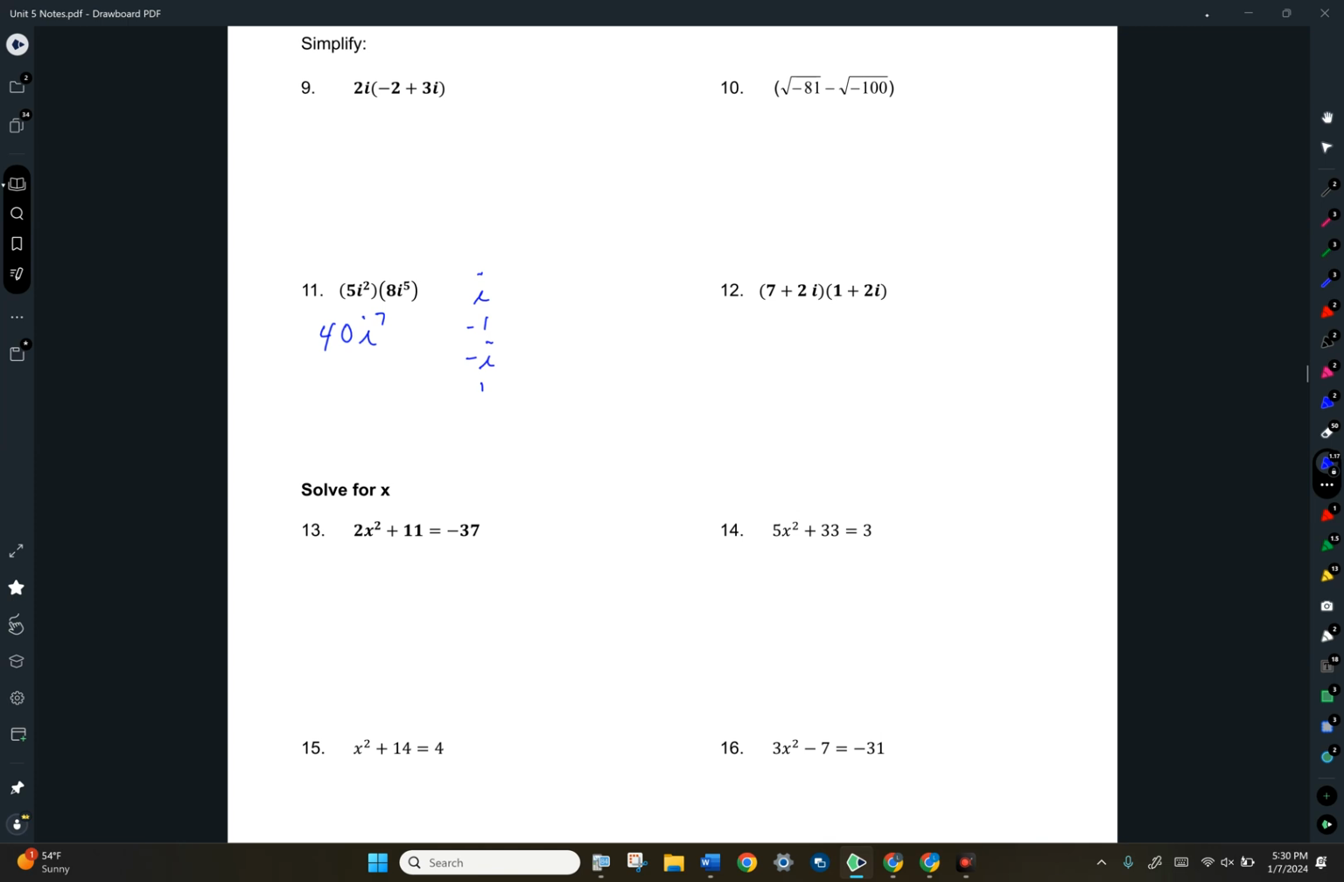So this is going to take me through i to the 4th, and then this would be 5, 6, 7. So i to the 7th is the same as -i. So you have 40 times -i, which is actually -40i. Okay, so anytime you have an i term with an exponent more than 2, you need to figure out how to replace it.